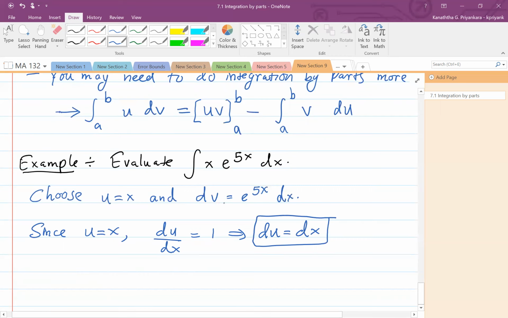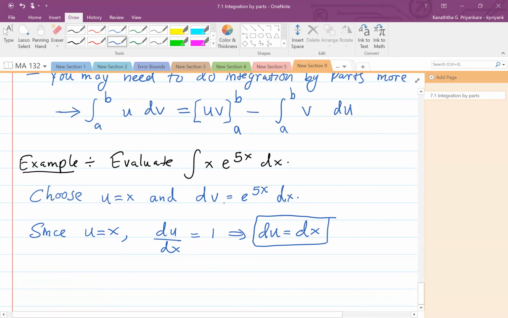Now you can apply the formula. So we get the integral of u dv equals uv minus the integral of v du. So I'm going to substitute this expression. So u is x. We get x times dv.